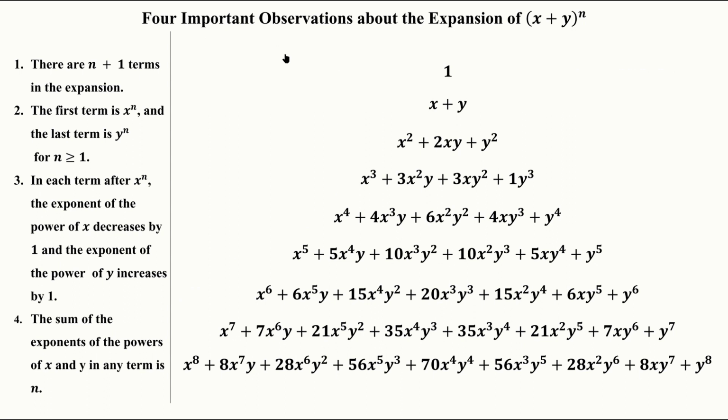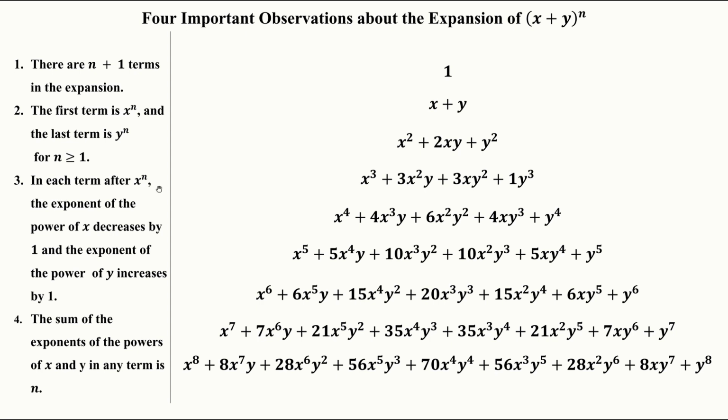Now we want to look at 4 important observations about the expansion of quantity x plus y to the n. Notice that regardless of what the n is, no matter what power we're raising x plus y to, there are going to be n plus 1 terms in the expansion. The first term is going to be x to the n, and the last term is going to be y to the n. Notice here x cubed, y cubed, x squared, y squared, x to the 4, y to the 4. That is, of course, for n greater than or equal to 1, right?